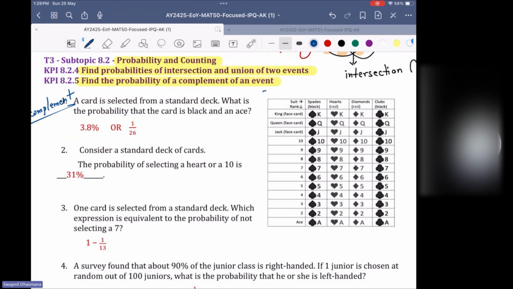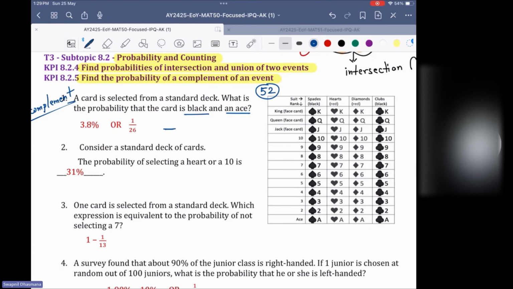First question, there's a standard deck. What is the probability the card is black and an ace? So 52 cards are there. 26 are black, 26 red, 13 of each suit: 13 clubs, 13 spades, which are black, 13 hearts, 13 diamonds. So black cards are 13 out of 52. And if it has to be an ace, there are four aces, two red, two black. So the probability of black and an ace would be 2 out of 52, which is 1 over 26.